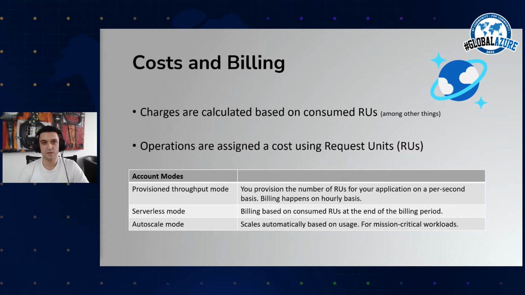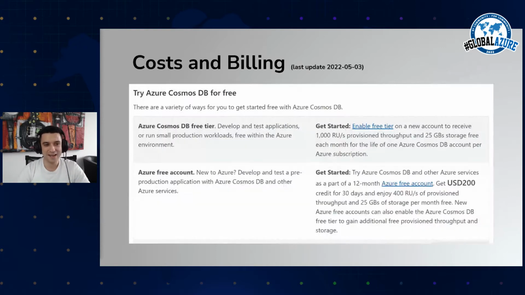There's also a serverless mode in which I can use as many request units as I want, and then just go and pay for that amount at the end of the billing period. And of course, there's also an auto scale mode, which scales the database automatically based on its usage. And this is useful for any mission critical workloads or some high availability requirements. But I've got good news for you. If you want to try it out, there's of course a Cosmos DB free tier, which offers you 1,000 request units per second per month for free. And that's actually what I went to. So I choose this free tier because during the development phase, this was totally sufficient for me.